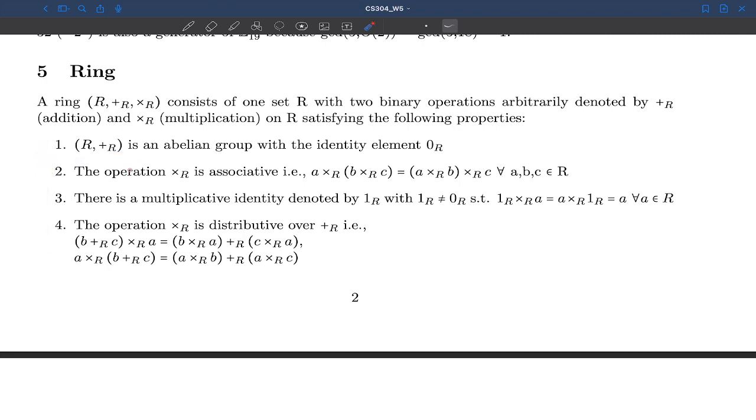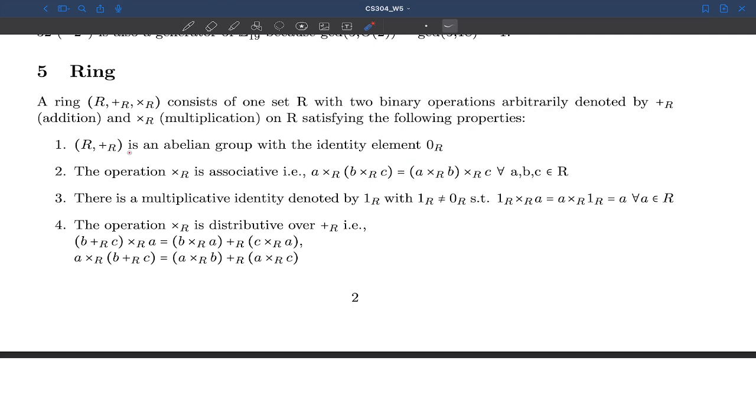What is the first axiom? It says that with respect to the first operator, my set R should be an abelian group with an identity element 0R. Again, it is a fancy way of representing the identity, 0 subscript R. For addition, the identity element is 0 only. So I am denoting the identity under the first operator as 0R. If it is some other operator instead of addition, then that will be some other identity.